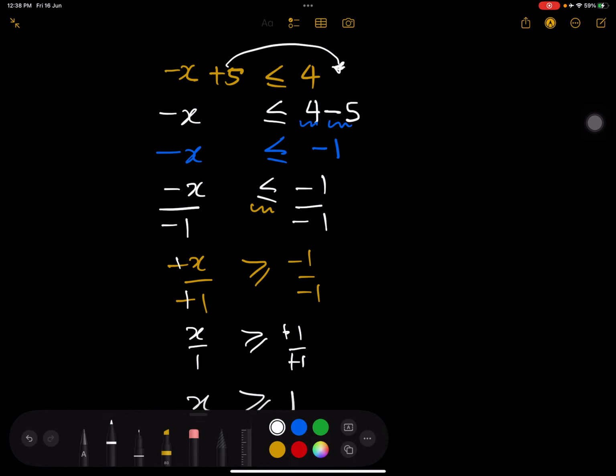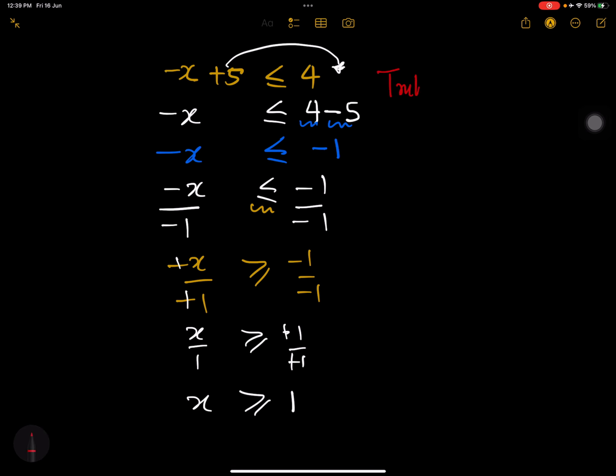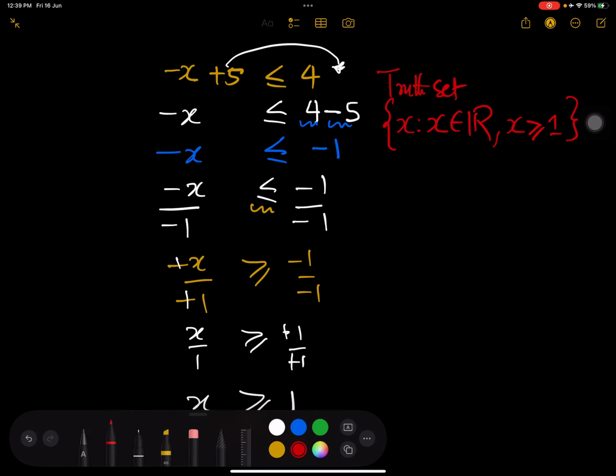Now, if we have to plot that on a number line, or if we have to write a truth set, the truth set is going to be written as follows. It's going to be x such that this x is a member of all real numbers, and that x is greater than or equal to 1. So x belongs to all real numbers and is greater than or equal to 1.